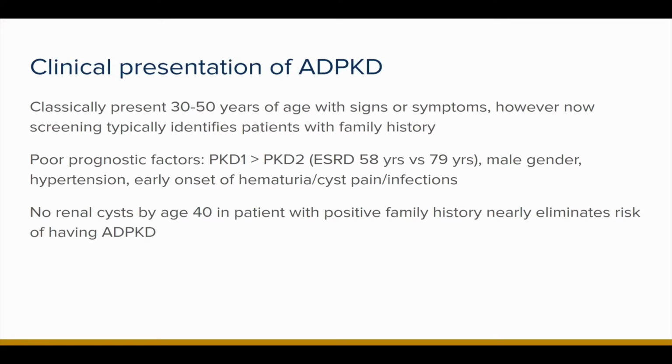PKD1 portrays a worse prognosis compared with PKD2 in that patients tend to progress to end-stage renal disease sooner. Additionally, male gender, onset of hypertension, and earlier onset of complications of the disorder are all related to a poor prognosis. And interestingly, in patients by the age of 40 who have a positive family history for the condition, but are identified to have no renal cysts, particularly on ultrasound, this essentially eliminates their risk of having the disease.